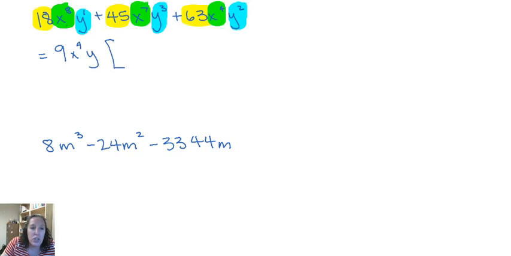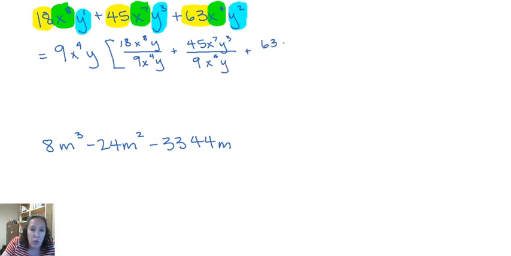Now, we're multiplying 9x to the 4th y by our polynomials. So if we multiply it, we need to divide by it. And so we're going to divide each of those terms by the GCF that we pulled out. Now we're going to have to remember our exponent rules. When we have a power divided by a power, we're going to subtract those exponents. So our GCF of 9x to the 4th y is going to be out front.